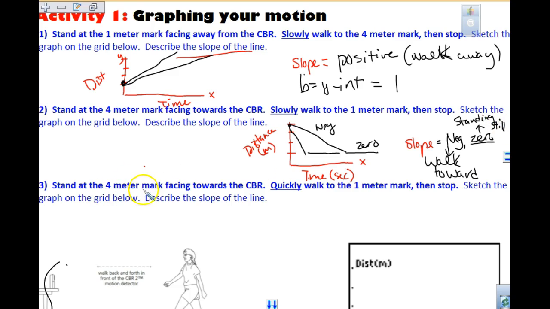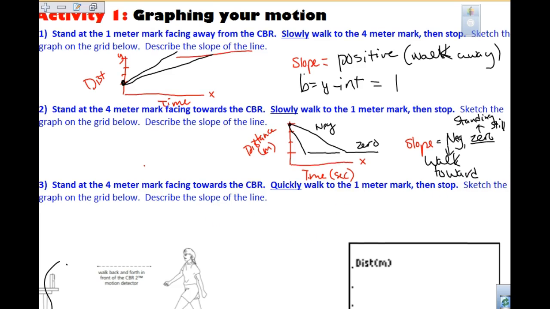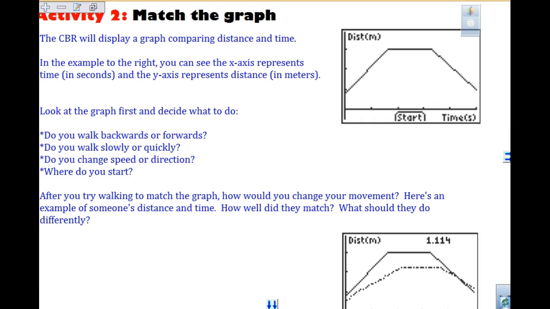The last one says start at 4 meters, facing towards the CBR, quickly walk to the 1 meter mark, stop, and now we want to sketch that one. So we're going to look at that one, and then on the top of the next page, we're going to be looking at copying. The copying won't be exactly the same as these, but just looking at what we just talked about. The CBR displays a graph comparing distance and time. It says in this sample at the right, you see the x-axis represents time, the y represents distance.